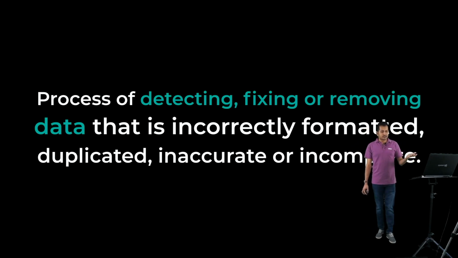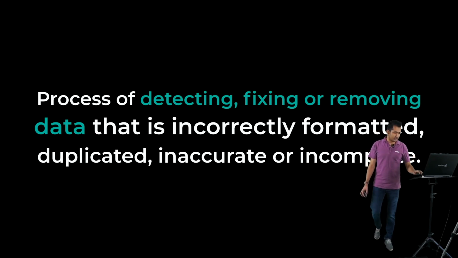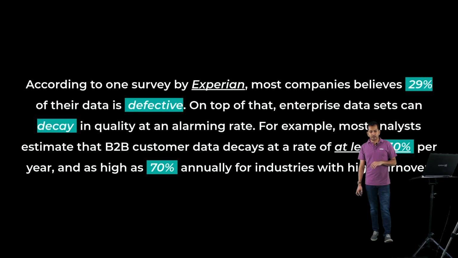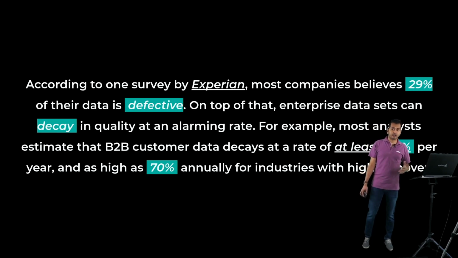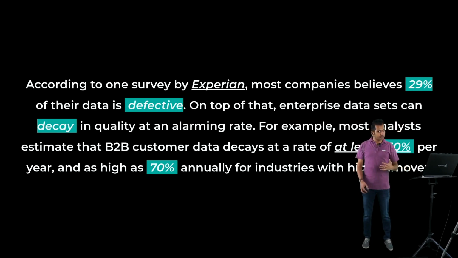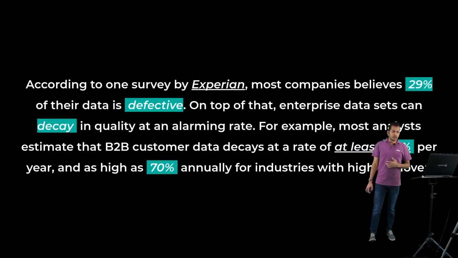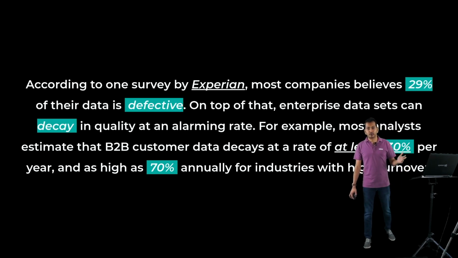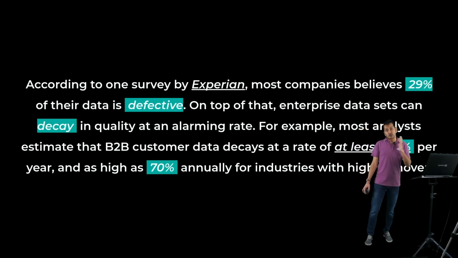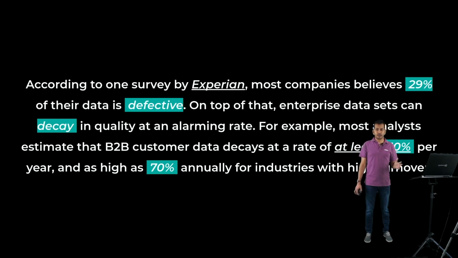This is the definition that we just saw. It's a process of detecting, fixing, and removing data that is incorrectly formatted, duplicated, inaccurate, incomplete. That's data cleaning, right? This is a very interesting fact that I was reading through, and when I read this number, I was very much surprised. This is something that I read a few months ago, and when I saw that we have a new app, I found it so relevant that we should be talking about this, and it will show why it is important. Why is it so important, right?